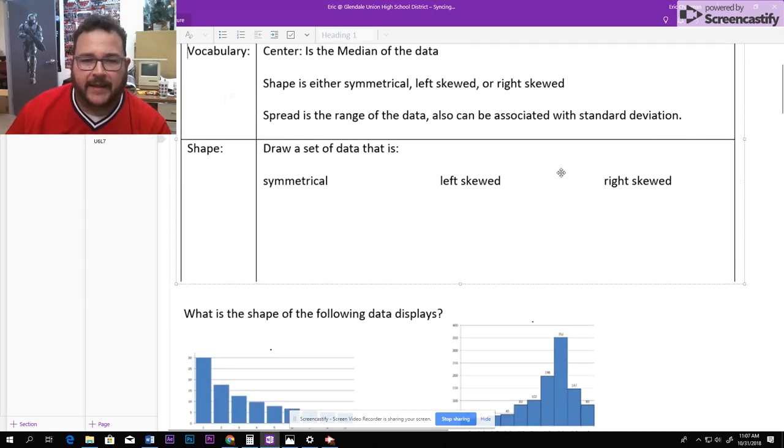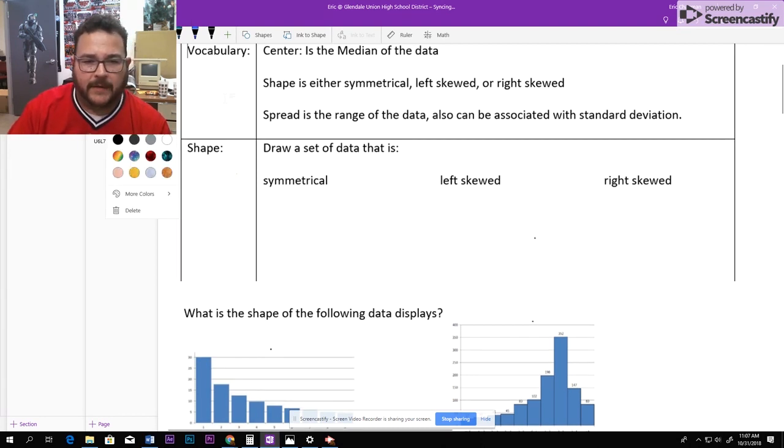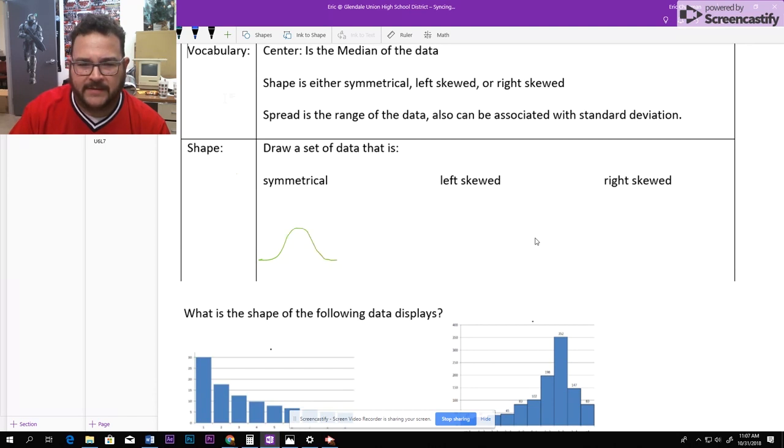So let's take a look at our shapes, and we're going to talk about them. A normal symmetrical shape looks like this. It's split down the middle. If we have a peak, it's nice and even along the center. So this is a normal distribution, and a normal distribution is symmetrical, meaning that each side is equal. But now we're going to talk about the tails.